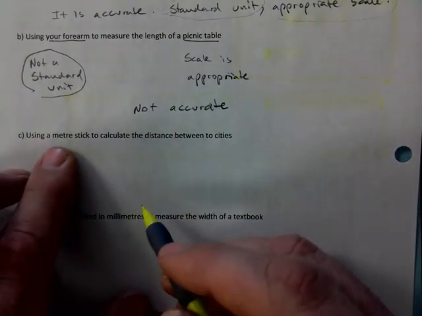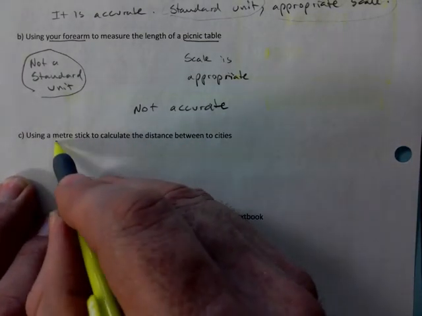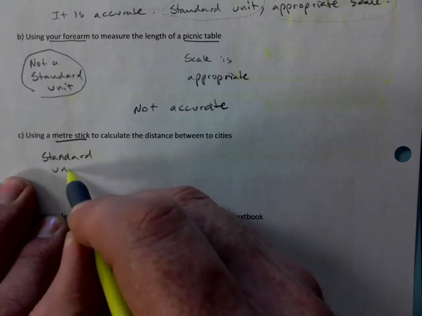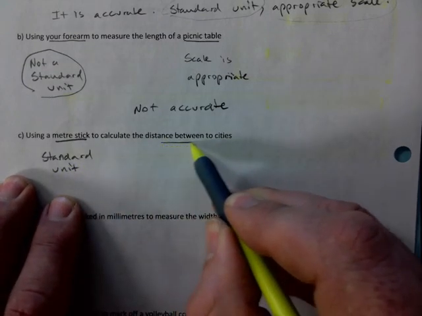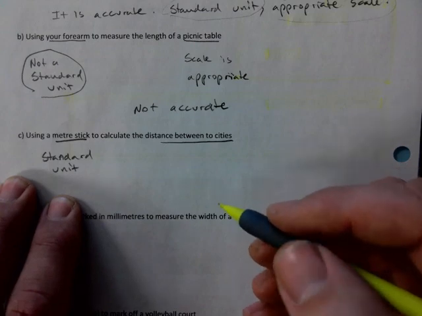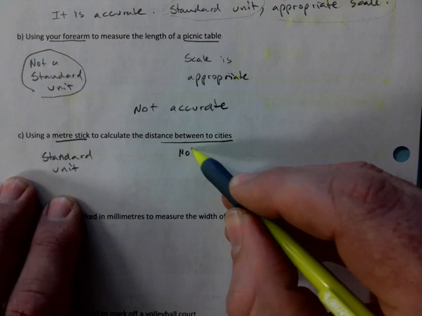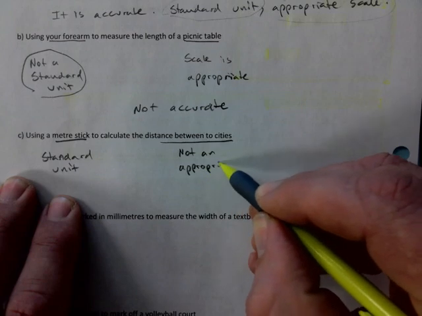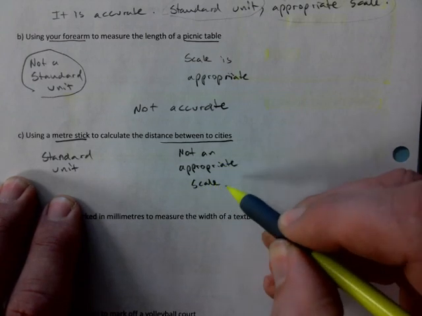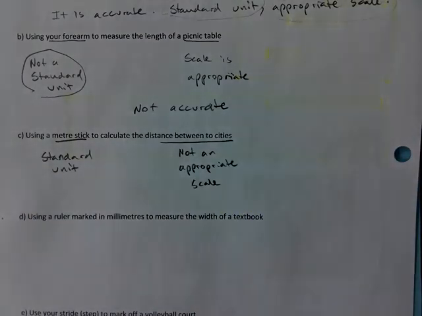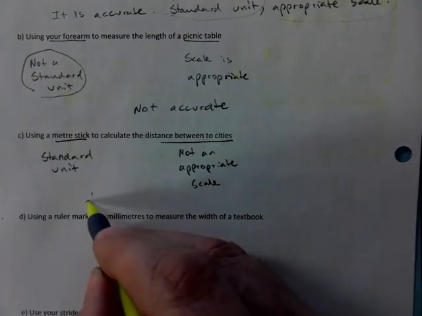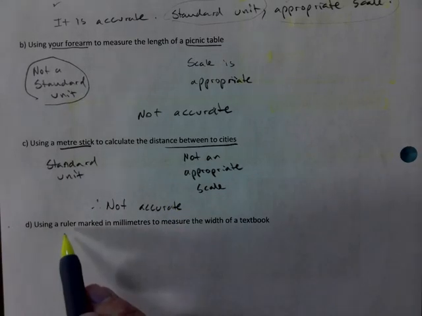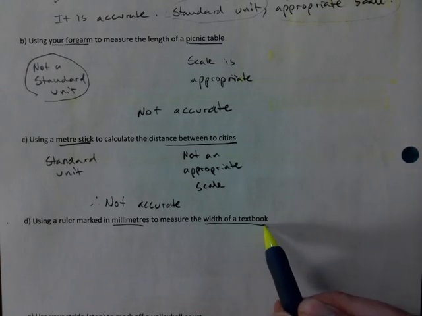Next one, using a meter stick to calculate the distance between two cities. This is standard. Okay, standard unit. But is the scale appropriate? I would say not an appropriate scale, because you would go kilometers, right? When it's distance between two cities. So therefore, not accurate.